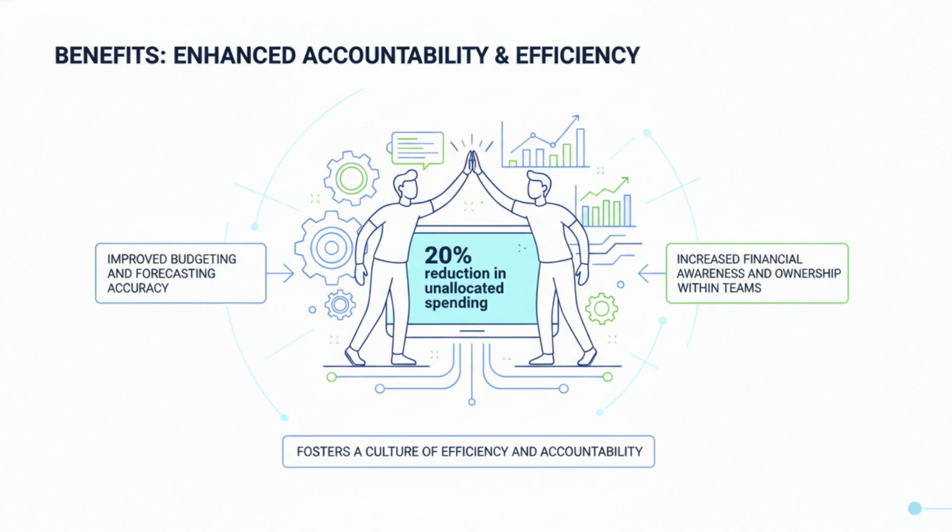It also streamlines budgeting and forecasting, as predictions can be made with far greater accuracy based on historical spend per team or application. For instance, a clear report showing a 20% reduction in unallocated spending due to better tagging encourages widespread adoption of FinOps best practices, fostering a more efficient and cost-conscious engineering culture.